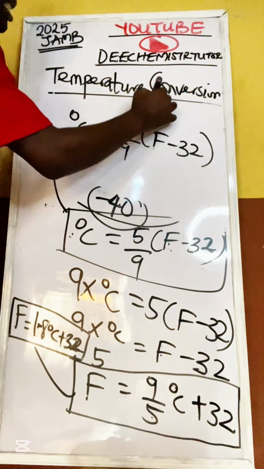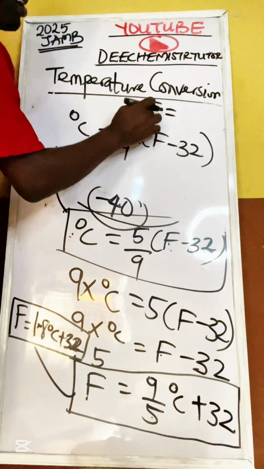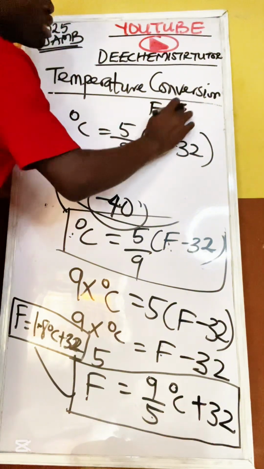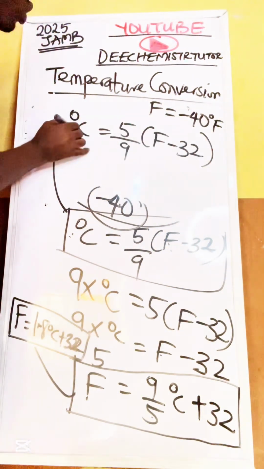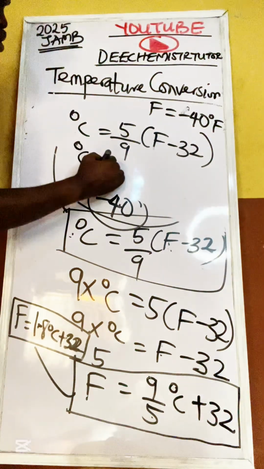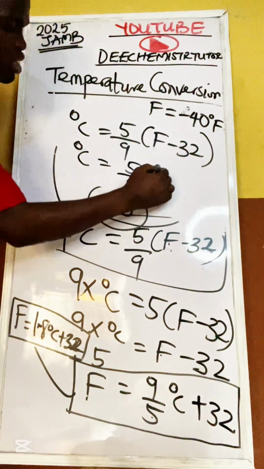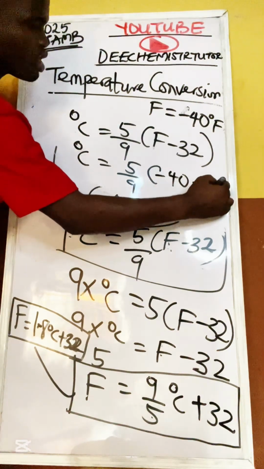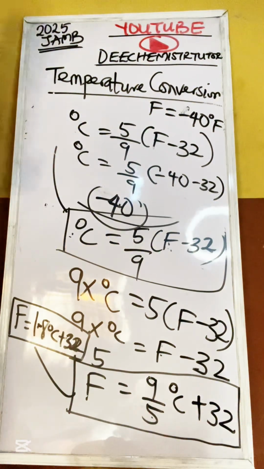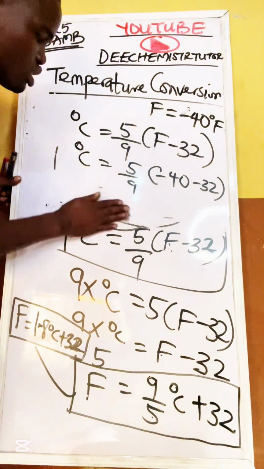Let's try it. So let's say the Fahrenheit value is minus 40. Let's test if it's going to be equal to this. So degree Celsius is what I'm looking for. 5 over 9 into Fahrenheit, which is what? Minus 40 minus what? 32. Okay. So minus 40 minus 32.